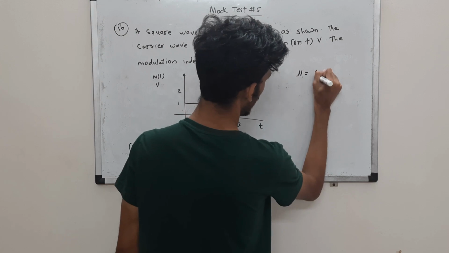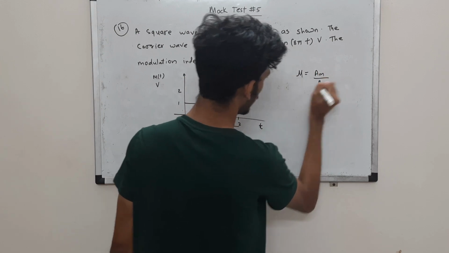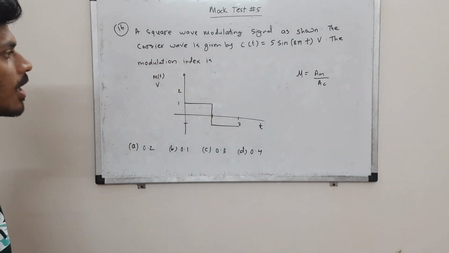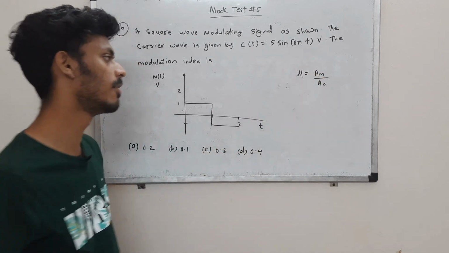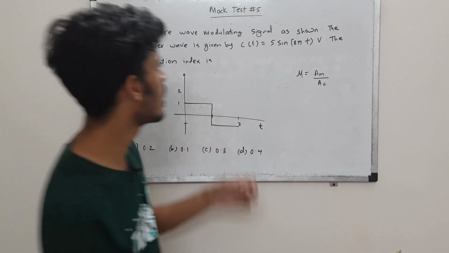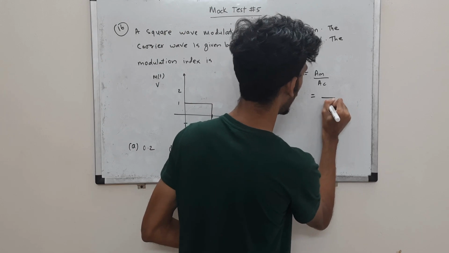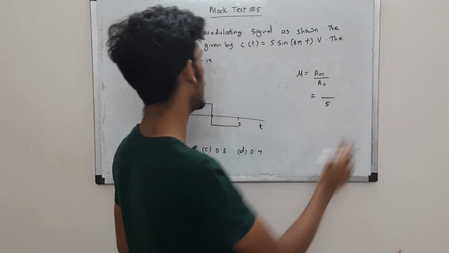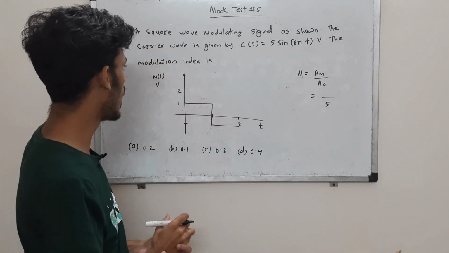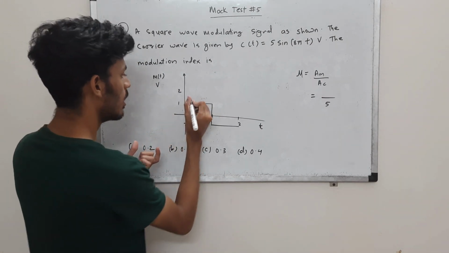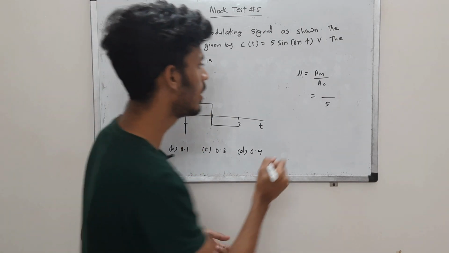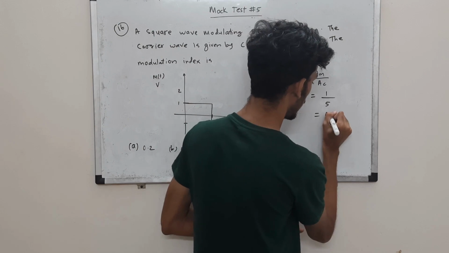Mu is Am by Ac. If you know the formula, it's basically Am by Ac: the amplitude of the modulating wave divided by the amplitude of the carrier wave. Now the carrier wave has an amplitude of 5. You can see it, A sin omega t. And the amplitude of your modulating wave is nothing but 1. So it's 1 by 5, which is nothing but 0.2.